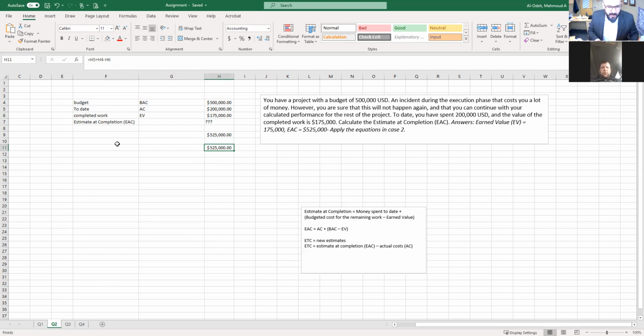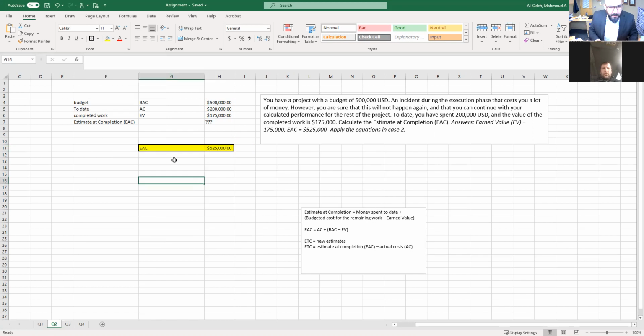What is the ETC? Okay, let's highlight this one. This is the EAC, the estimate at completion. So highlight this in yellow, give it a nice border here.